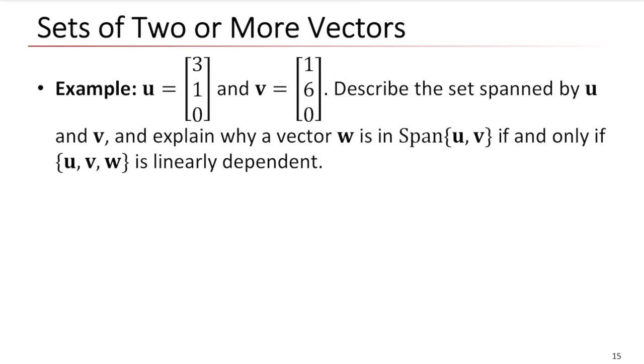If we have two vectors, u equal to (3, 1, 0) and v equal to (1, 6, 0), describe the set spanned by u and v. This is the first question. And explain why the vector w is in the span of u, v if and only if the set u, v, w is linearly dependent. It looks really complicated, right? So okay, let's do this step by step.